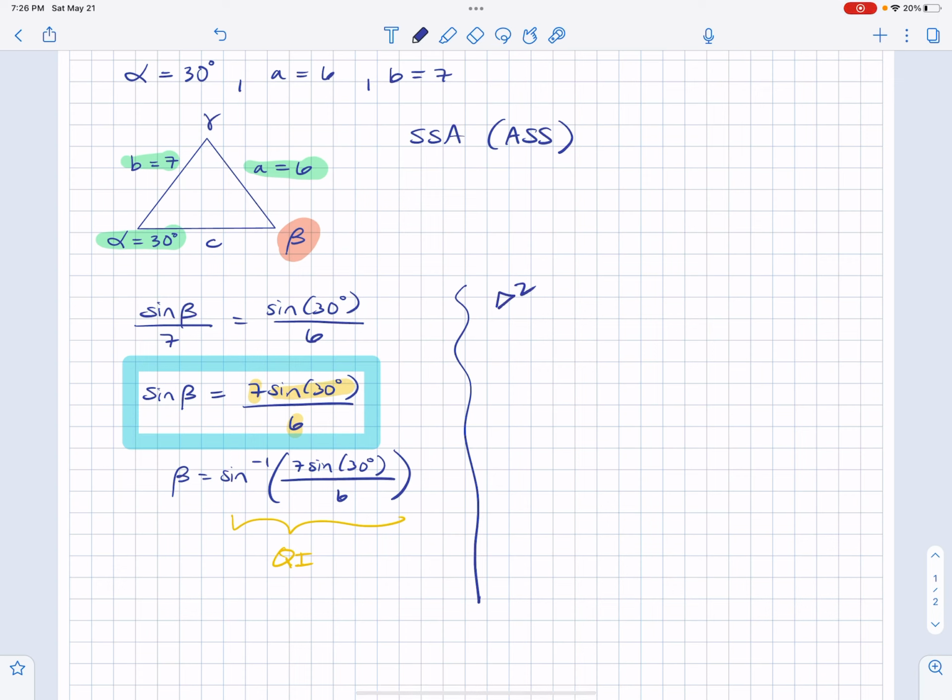So your potential triangle 2, this would be all your work for triangle 1. Your triangle 2 could potentially have an angle beta, which I call beta sub 2, and I treat this as beta sub 1, where beta sub 2 would be 180 degrees minus beta sub 1. So minus the inverse sine, you can write beta sub 1, or I'm just going to write this out, minus inverse sine of 7 times sine of 30 degrees. This is where I told you guys to store in your calculators to make it easier.